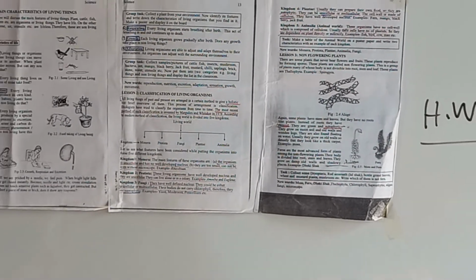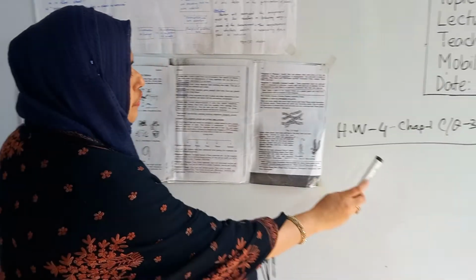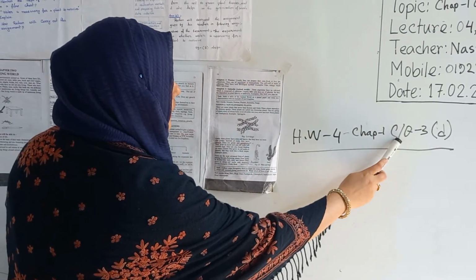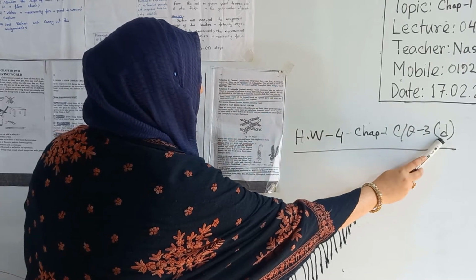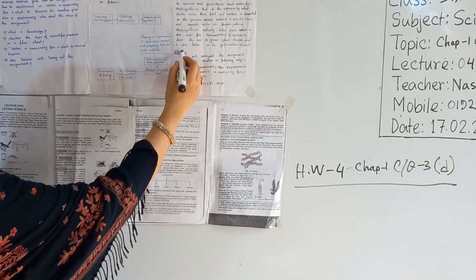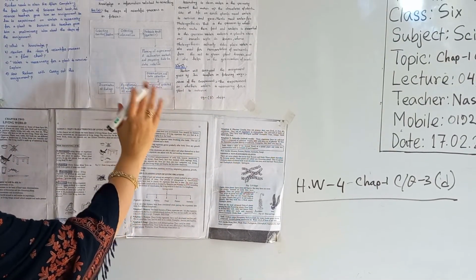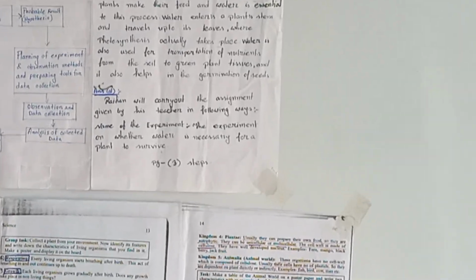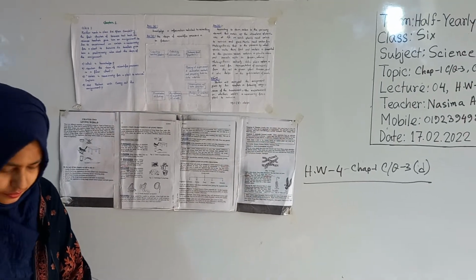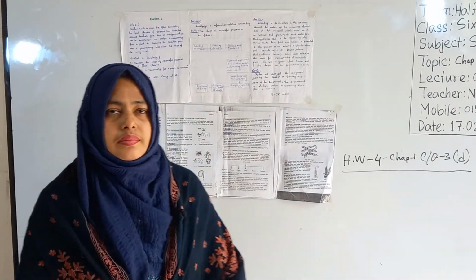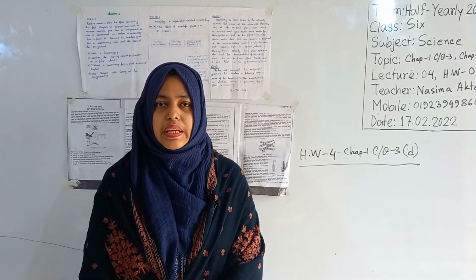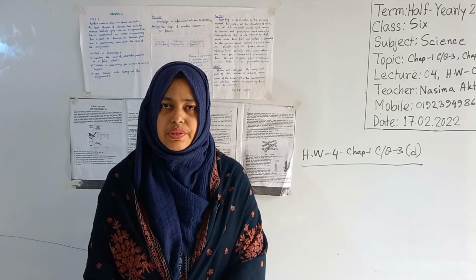Students, I am repeating your SW. Your SW number is number 4 SW and your SW will be chapter 1 CQ number 3 and sub number will be D. That means the D number answer I have said to you will be your SW. So dear students, I hope you have understood today's topic. Keep practicing it at home and do your SW in your SW copy.